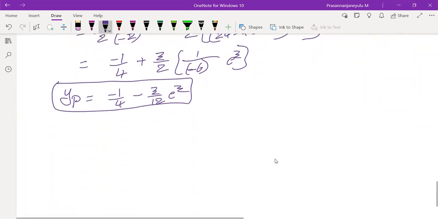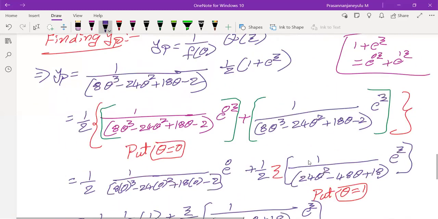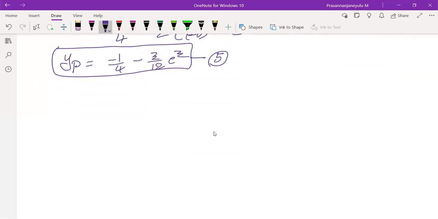This is the thing we got. Now we have to take it as equation number 5, since we used 4 earlier. Now I am going to substitute all these things in equation number 1.